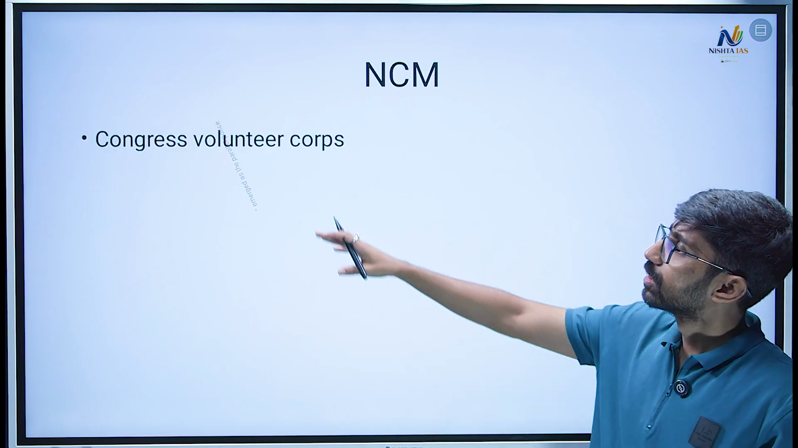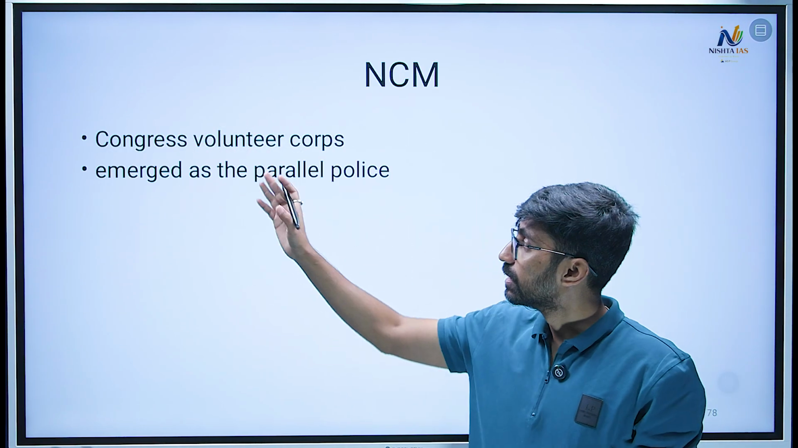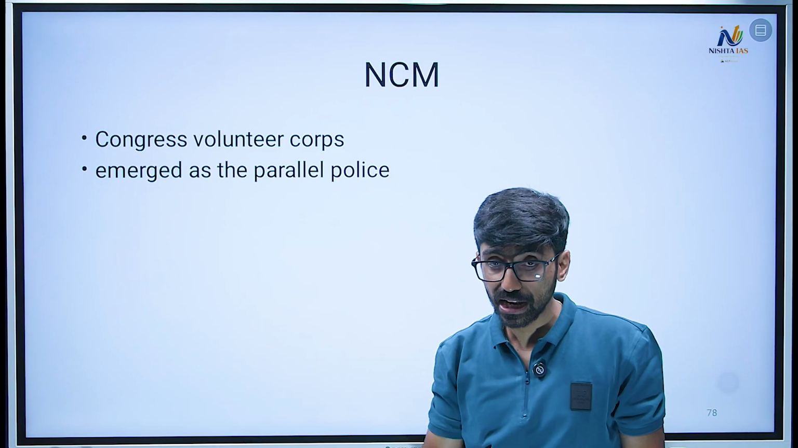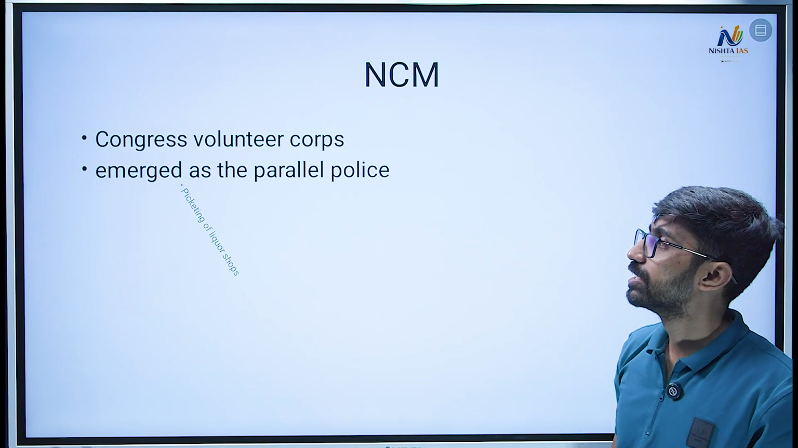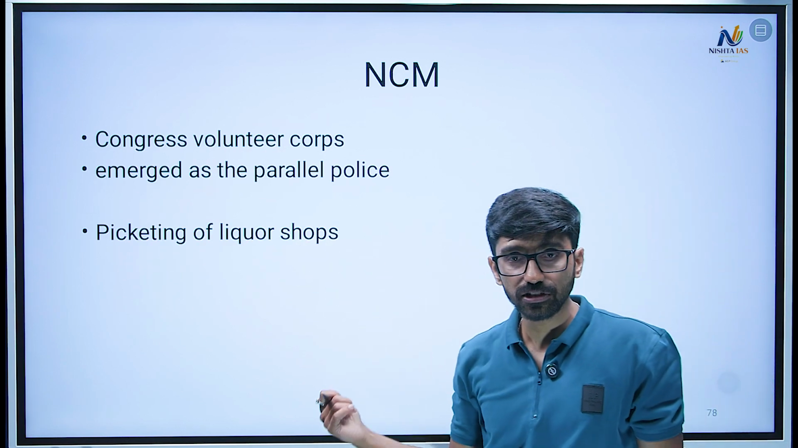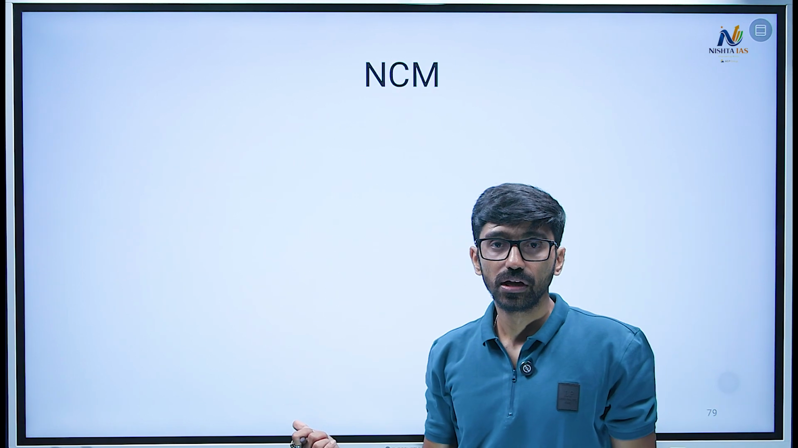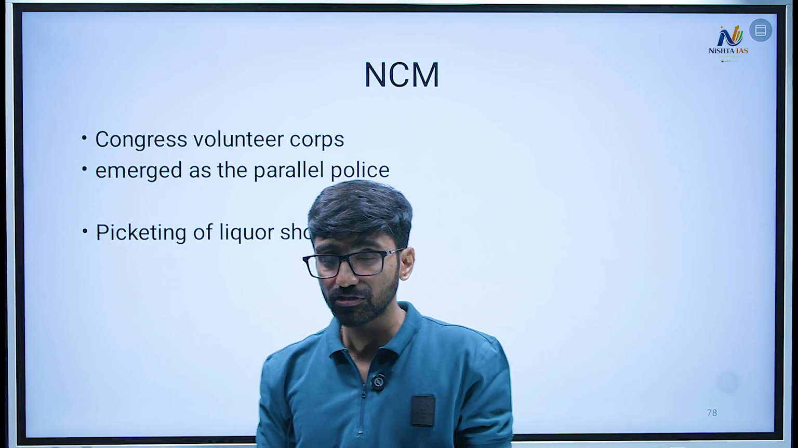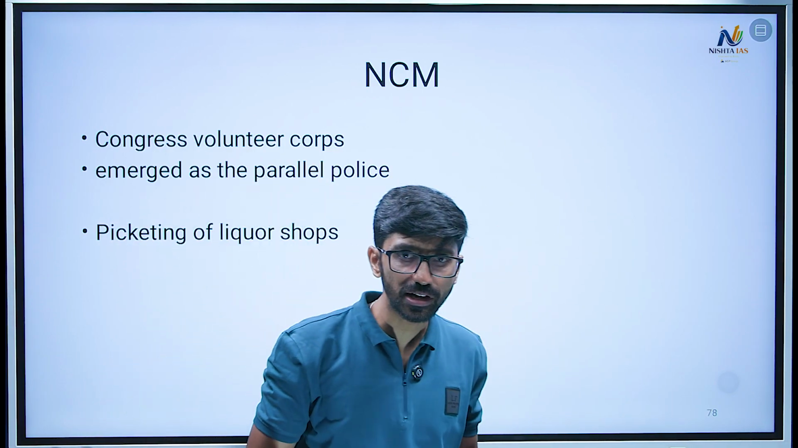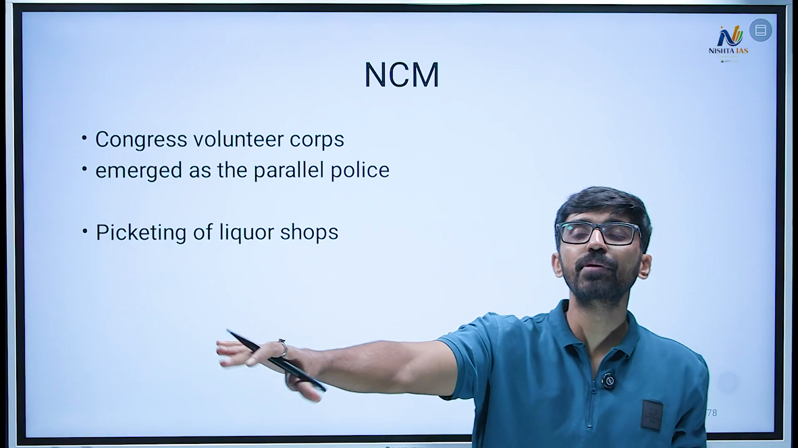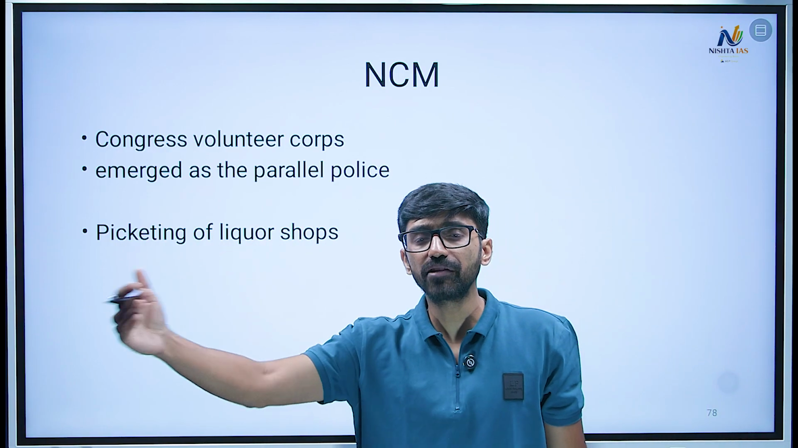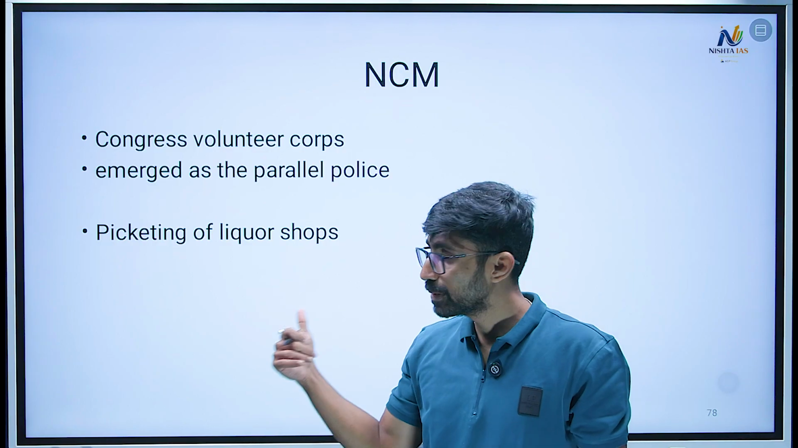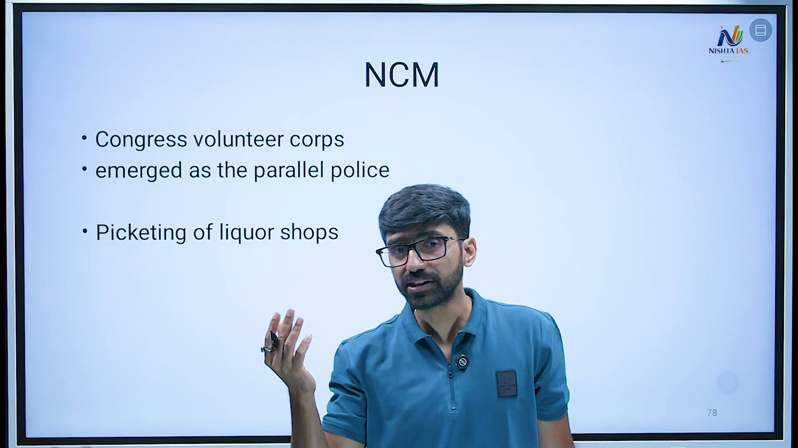Then Congress Volunteer Corps were established. They emerged as a parallel police, because you're not going to use the British police. You need a parallel police, and they are called the Congress Volunteer Corps. Then picketing of liquor shops, particularly by women. What do we mean by picketing of liquor shops? You're just standing outside the British liquor shops, which were generating major revenue, and convincing the people who are coming to the liquor shops not to buy from them. So that is called picketing of liquor shops. That is boycotting everything British.